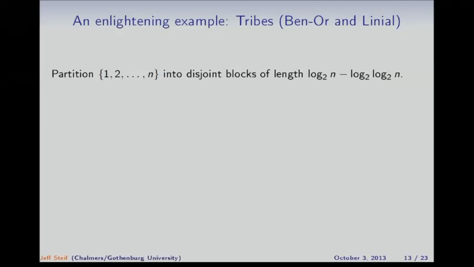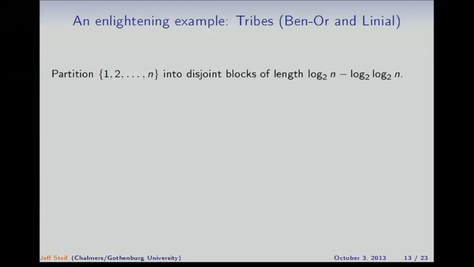Okay, so let me give you an example now. The very enlightening example is tribes, which is described in the top picture here. You partition 1 through n into blocks like this. Each of these has length log n minus log log n. And I simply look, is there a block which is all 1s? If there's a block with all 1s, I say the function is 1. If there's no such block, I say the function is 0.